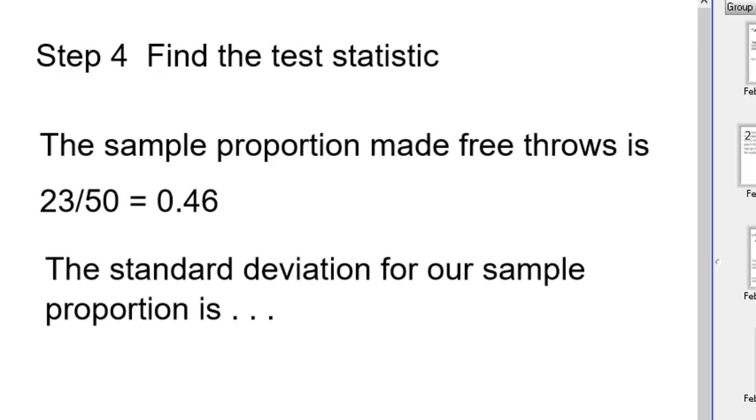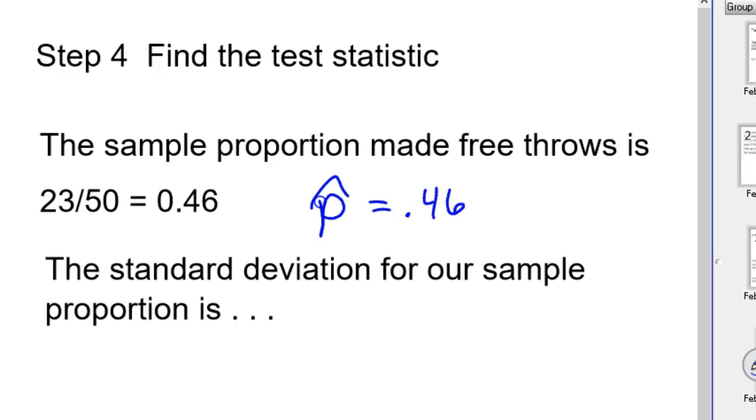So step 4 is we're going to find the test statistic. The sample proportion of made free throws is 23 out of 50, or 46%. So that is p hat. That's our statistic.